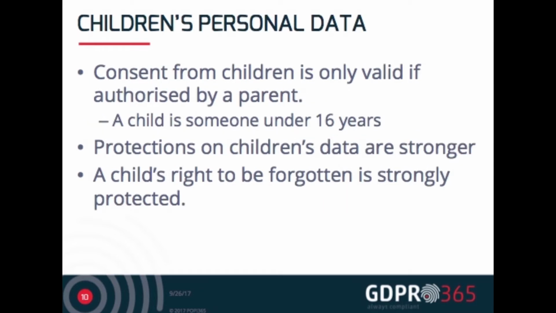I want to speak just briefly on children's personal data. Under the GDPR, a child is anyone under the age of 16 years old. If someone is lower than 16 years old, then consent is only valid if it's authorized by a parent or legal guardian. In some member states, they have lower ages. There's the ability to derogate a lower age by a member state. In the United Kingdom, that age is 13. The minimum age for a child is 13.